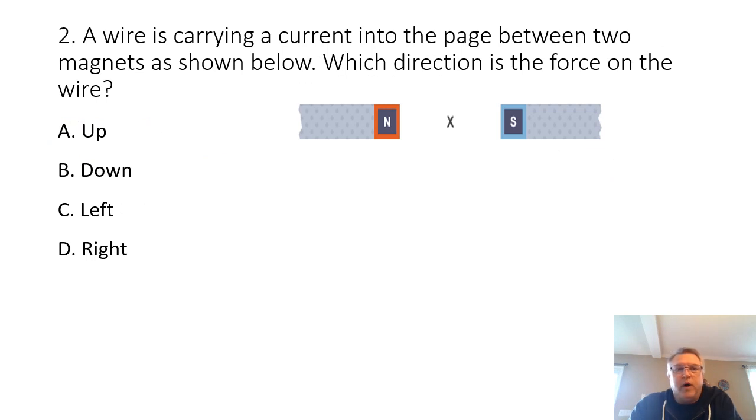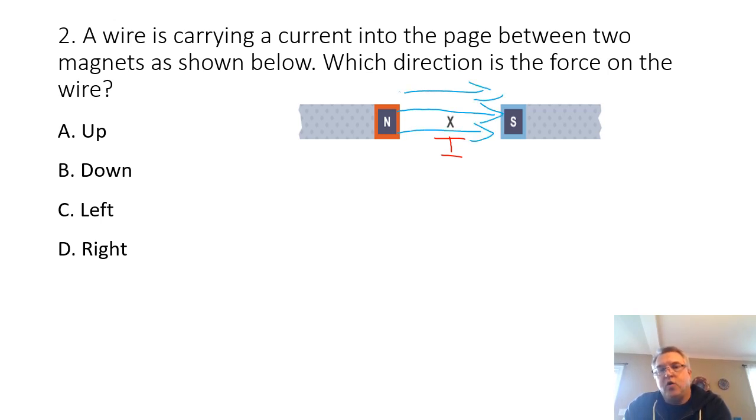Question 2. A wire is carrying a current into the page between two magnets as shown below. Which direction is the force on the wire? So let's take a look and see what we have. We have the current going into the page, or in the negative Z direction. So that's my current. My magnetic field, now remember, magnetic field lines always run from north pole of a magnet to a south pole of a magnet. So my magnetic field lines are actually going in the positive X direction or to the right.